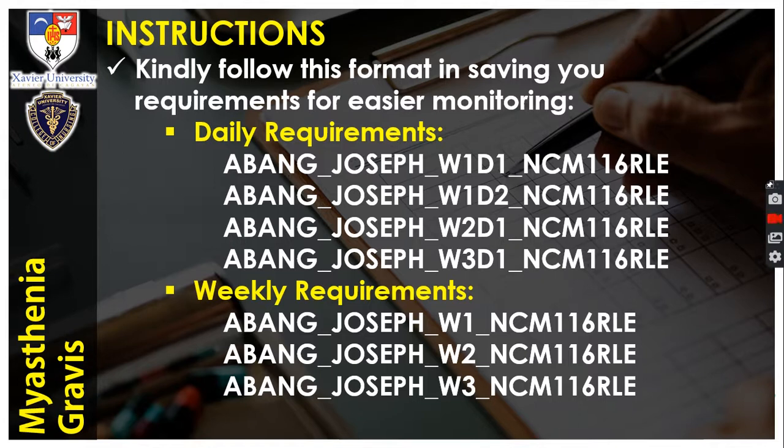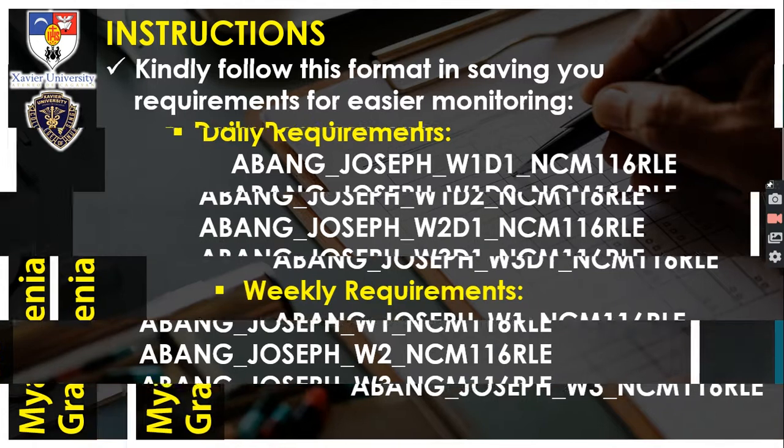For daily requirements, an example is abang_Joseph_W1D1_NCM116 RLE. Next is abang_Joseph_W1D2_NCM116 RLE, and it follows the same for the succeeding days and weeks. Next is for weekly requirements. You have to save the file based on the example: abang_Joseph_W1 for week 1, W2 for week 2, W3 for week 3, and then _NCM116 RLE.